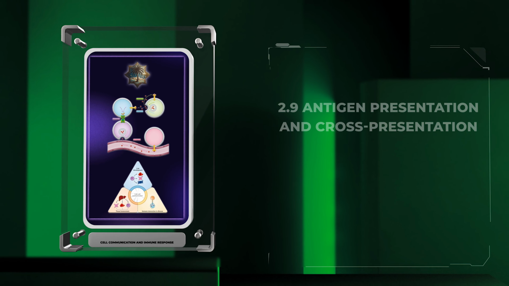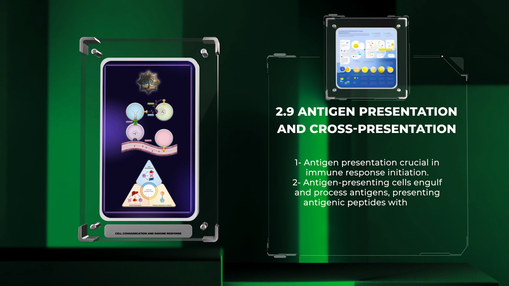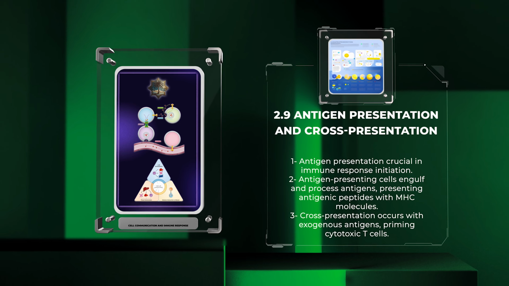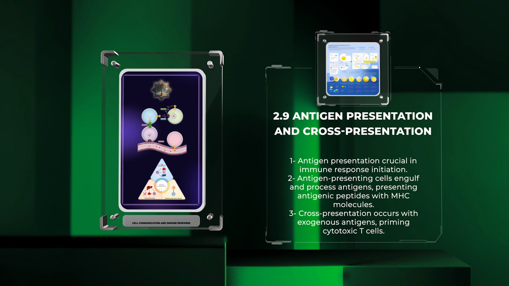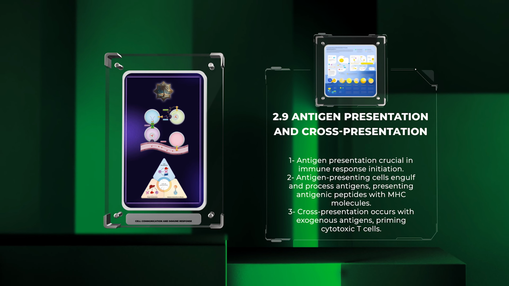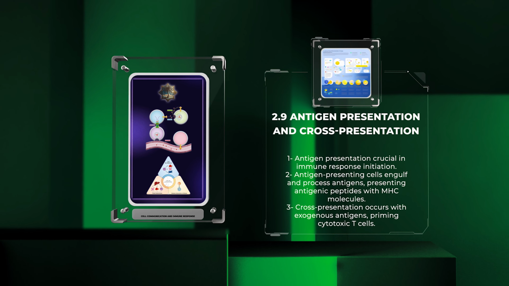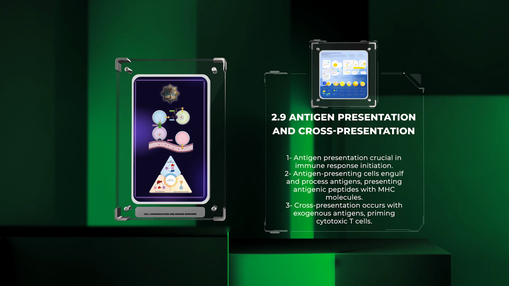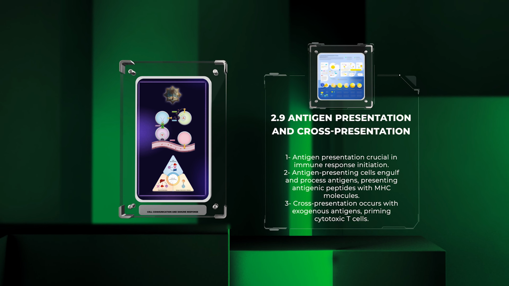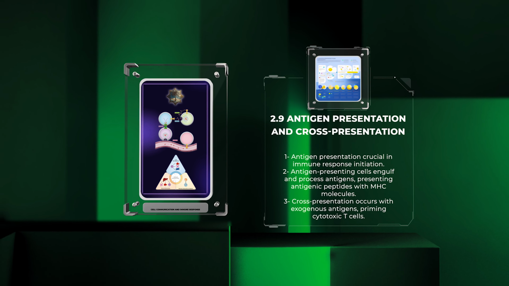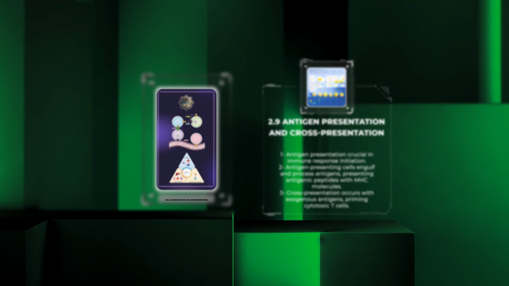Antigen presentation is a crucial step in immune response initiation. Antigen-presenting cells, such as dendritic cells, engulf and process antigens, presenting antigenic peptides on their surface in conjunction with MHC molecules. Cross-presentation occurs when exogenous antigens, such as those derived from infected cells, are presented by MHC class I molecules, priming cytotoxic T cells for immune defense.